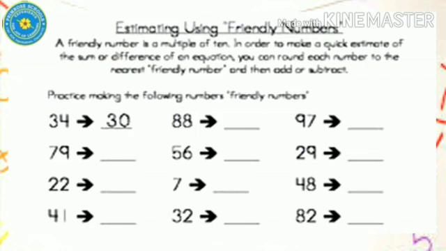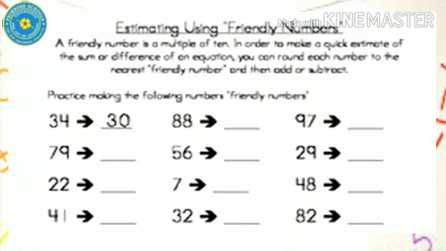In order to make a quick estimate of the sum or difference of an equation, you can round each number to the nearest friendly number and then do addition or subtraction. For example, 34 can be rounded off to 30. Now 30 is a multiple of 10. Am I right? Similarly, 88 can be rounded off to 90. Now 90 is a multiple of 10 again. So these are called friendly numbers. Understood, children?